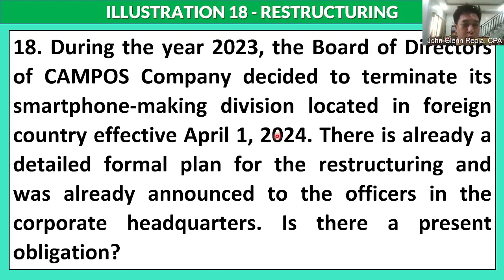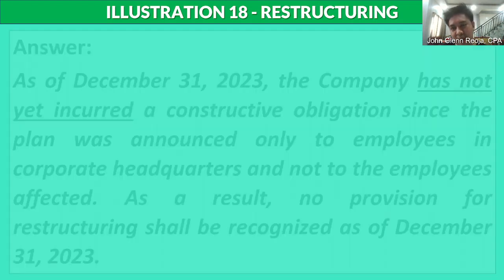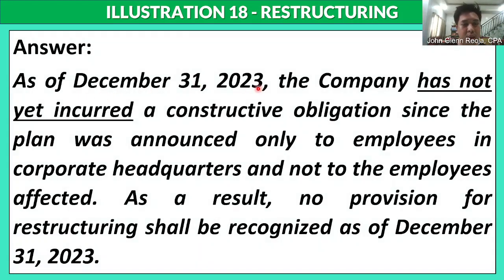Kanina is through press release. But now, it was already announced to the officers, hindi sa lahat ng employees. So, yung mga key employees lang. So, the answer is no. So, as of December 31, 2023, the company has not yet incurred a constructive obligation since the plan was announced only to employees in corporate headquarters and not to the employees affected. As a result, no provision for restructuring shall be recognized as of December 31, 2023. Has not yet incurred.